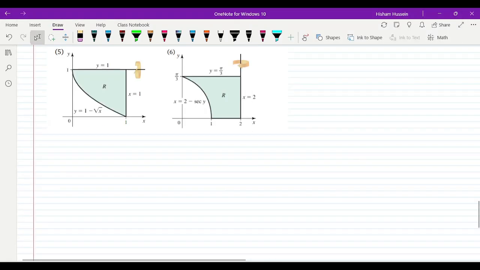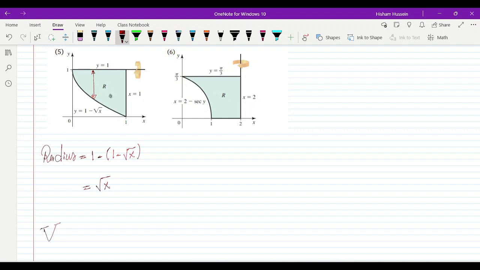Here in problem 5, it's requested to find the volume resulting from rotating the region R about y equals 1. So it's requested first to find the radius of rotation. The radius of rotation will be 1 minus root x, which is root x at the end. So the volume resulting from rotating the region R about y equals 1 will be pi times the integration of the radius, which is root x, to the power 2 dx.